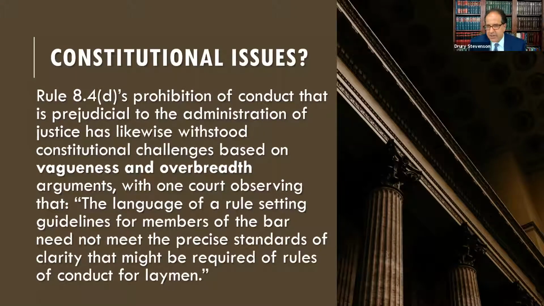8.4D's prohibition, that's an earlier section of 8.4, that conduct prejudicial to the administration of justice has likewise withstood constitutional challenges based on vagueness and overbreadth. So if someone's saying this is unconstitutionally vague or overly broad, that also has been hashed out by the courts, and they have sided with the ABA. The language of a rule setting guidelines for members of the bar need not meet the precise standards of clarity that might be required of rules of conduct for laymen.